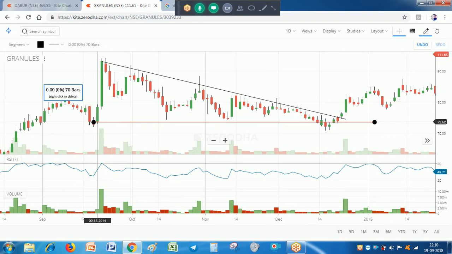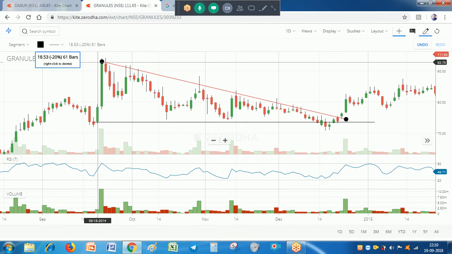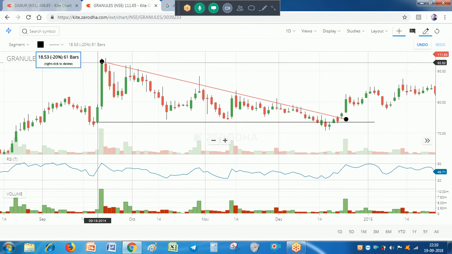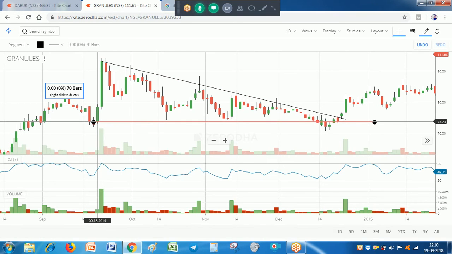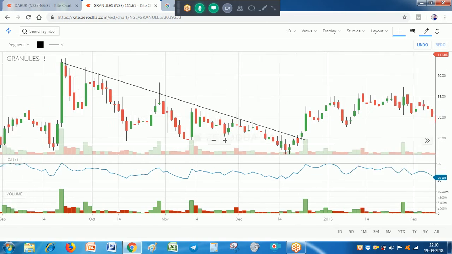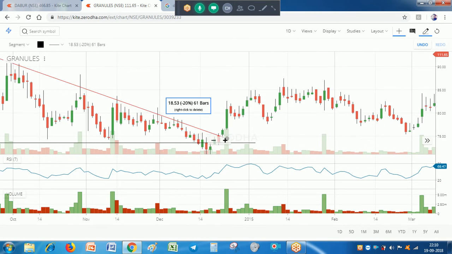It started its formation from 73, 74 level, up to 92. So approximately we could say 20 points movement is there. So we have to see whether it has given that or not. Sometimes stocks do not give full targets. They may give half of the target.